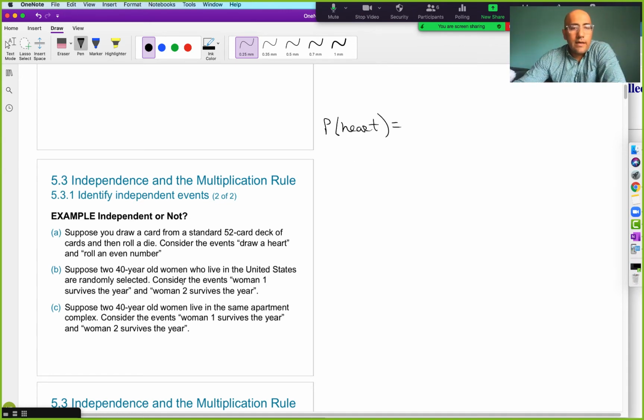Okay, so how many cards are there? There's 52 cards. And of those 52 cards, 13 of them are hearts. So it's 13 out of 52. Good. Which reduces to 1/4, which reduces to 25%, 0.25.